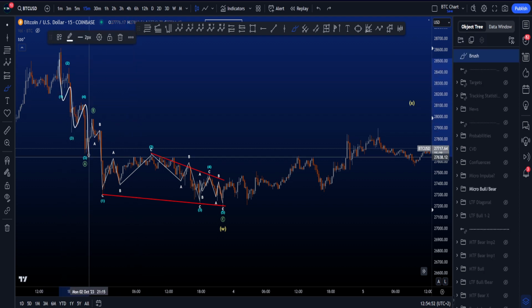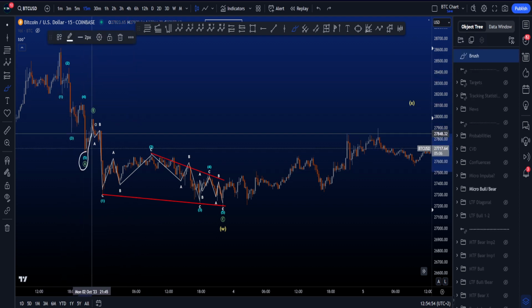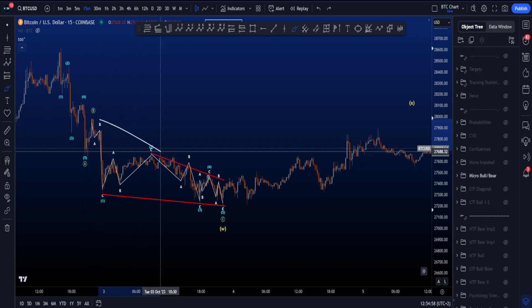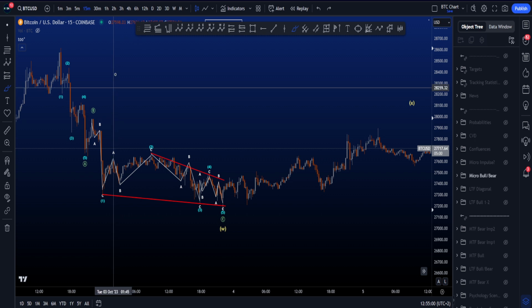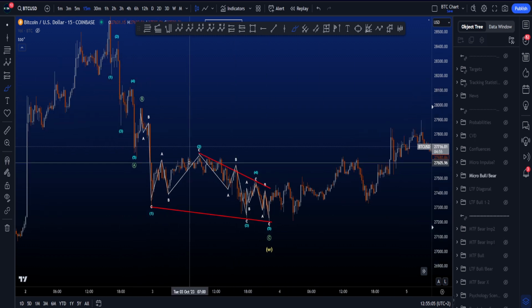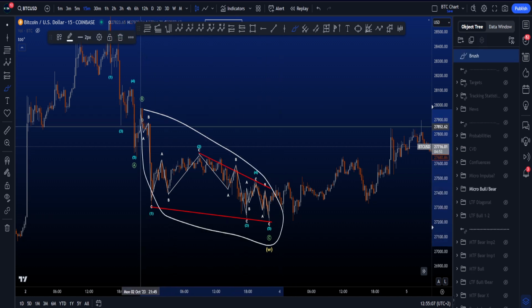And 1, 2, 3, 4, 5, that's a valid impulsive structure in an A. Then you have a B, potential 3-wave flat over here, and then a very long sideways wave C. Now, most commonly a wave C takes longer than A, so you know that works, I suppose. It is very, very long.